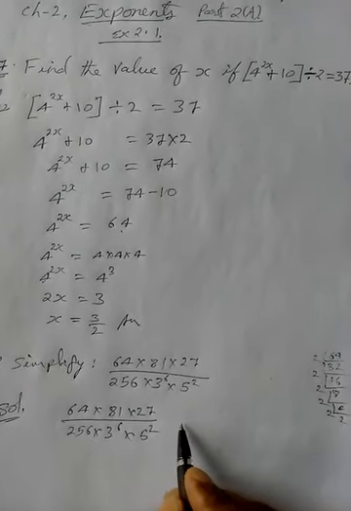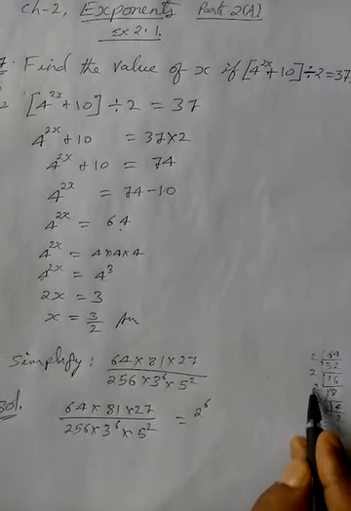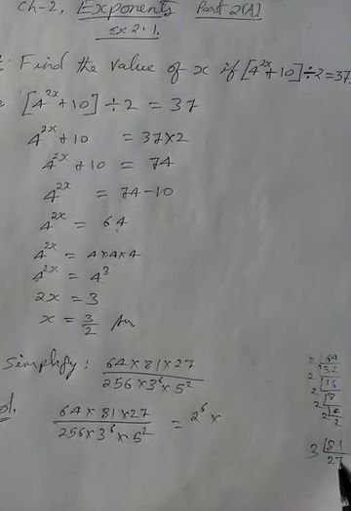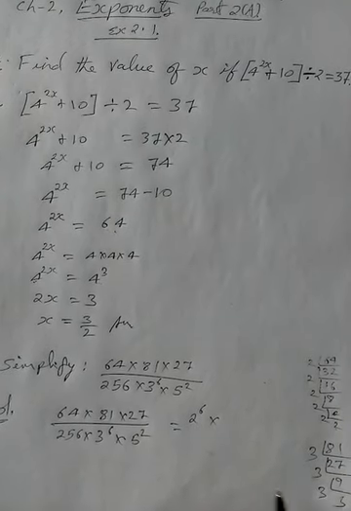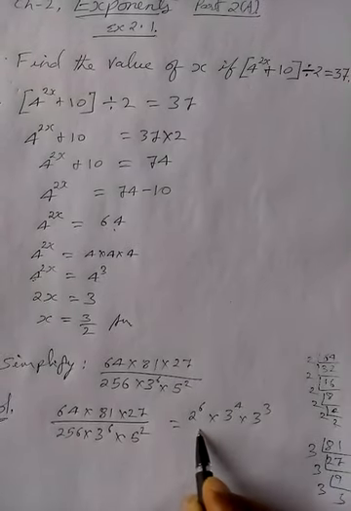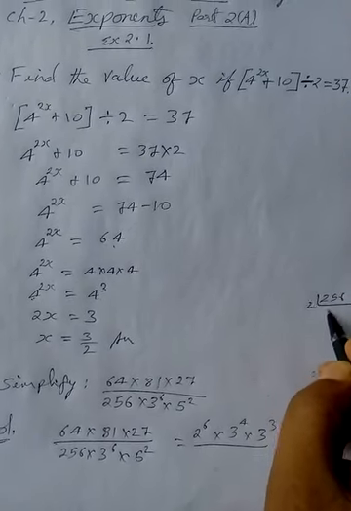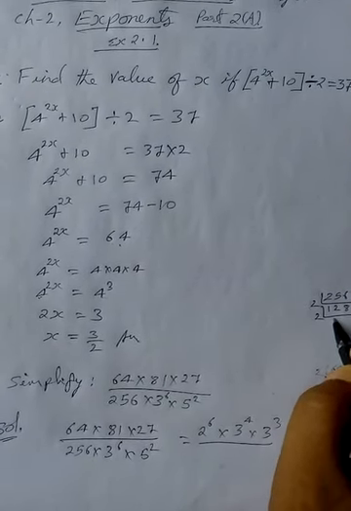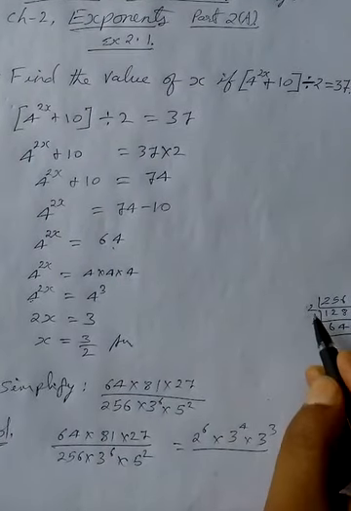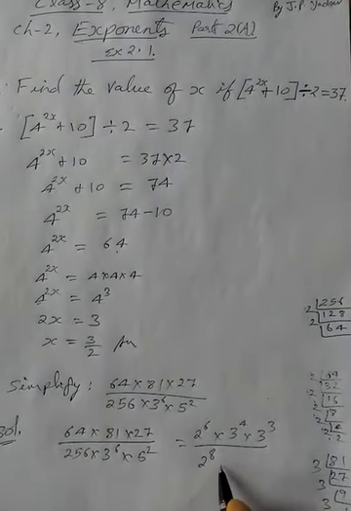So what we will do, we will write 64 as 2 raised to the power 6, and 81 as 3 raised to the power 4, and 27 as 3 raised to the power 3, upon 256. 256 will be 2 raised to the power 8.